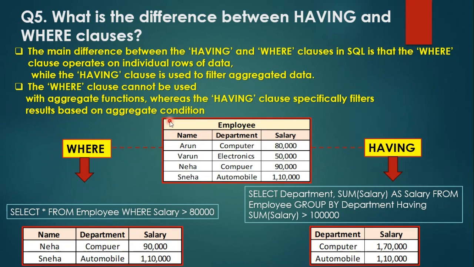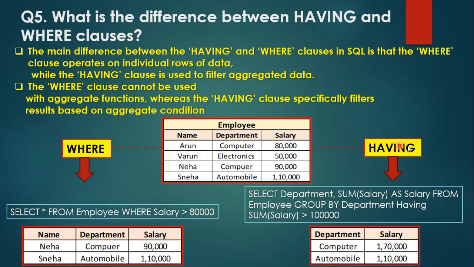If you check the example below, there is an employee table, and we are using the where condition. We can write: select star from employee where salary less than 80,000. Then the data will be filtered. Whatever data is less than 80,000 will be filtered. Similarly, for salary greater than 80,000, the data will be filtered. That means the data is filtered on a row basis.